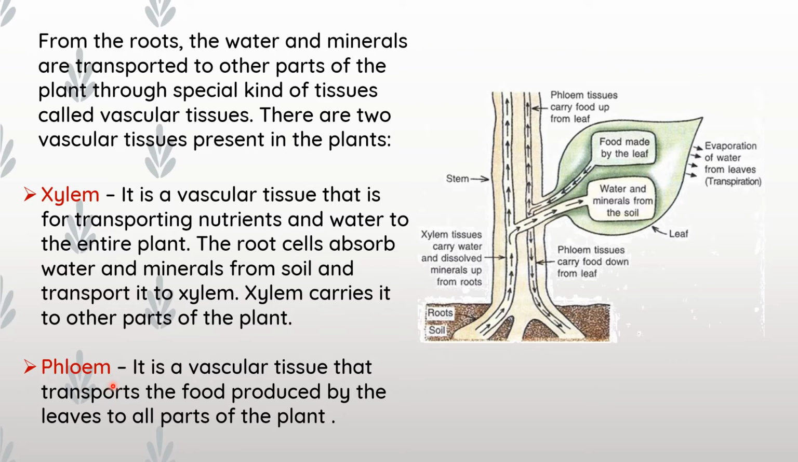Two roads are there. One road carries the raw materials for the food, and the other road transports the food. Phloem is a vascular tissue that transports food produced by the leaves to all parts of the plant. So very easy, xylem and phloem, and the spelling is also very important. These two are called vascular tissues.